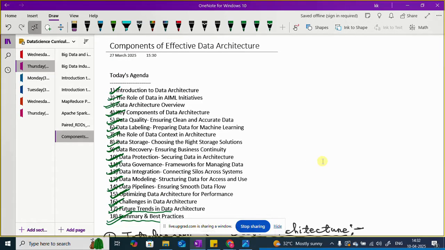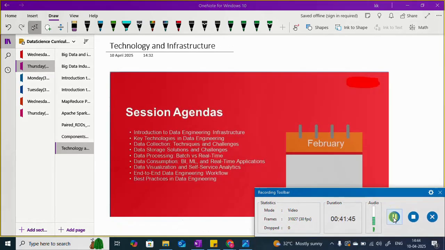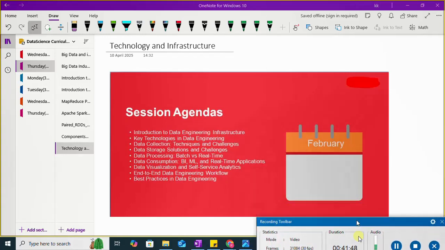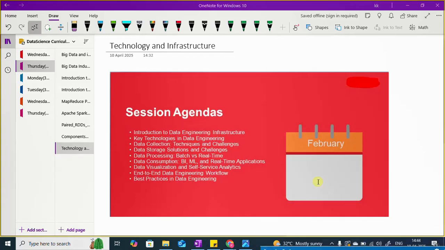Let me set the agenda for the second part. Then we'll take a small break, and once we come back from the break, we'll continue from there onwards. Okay, fine. So let me pull down my second part. Now we are going to discuss technology and infrastructure. As part of this, we'll see different subtopics like introduction to data engineering, infrastructure, key technology in data engineering, data collection, data storage, data processing, data consumption, data visualization, end-to-end engineering workflow, then best practices.